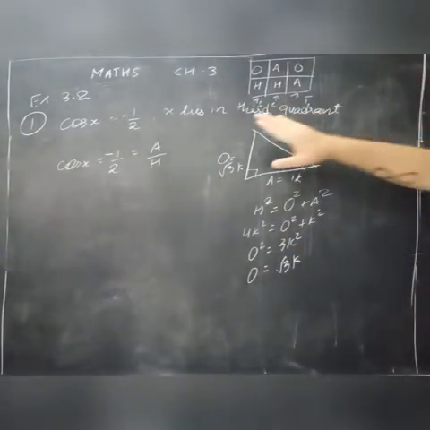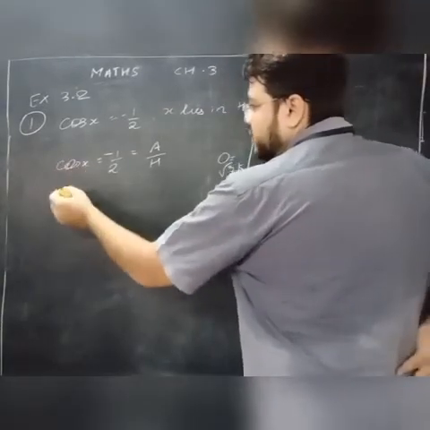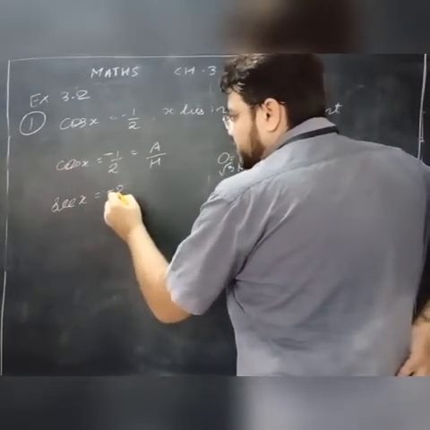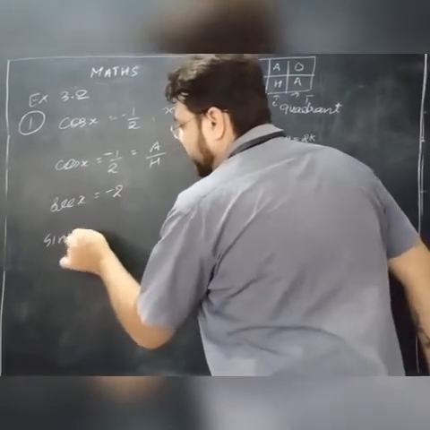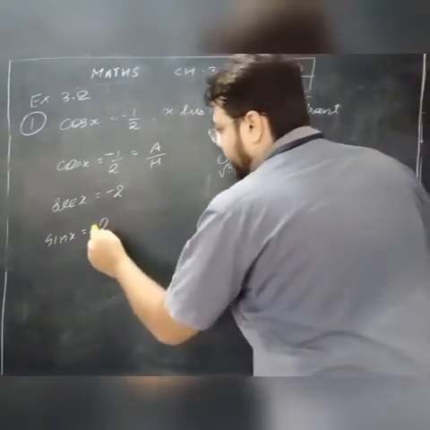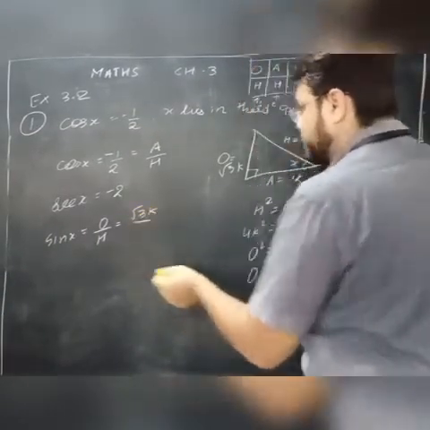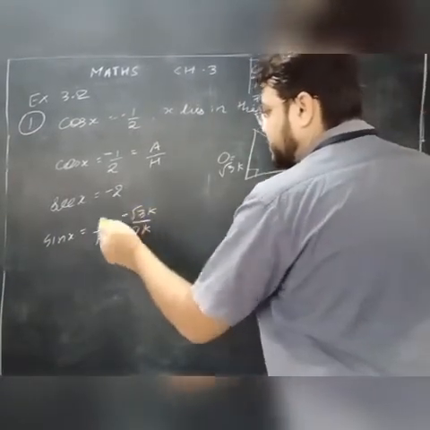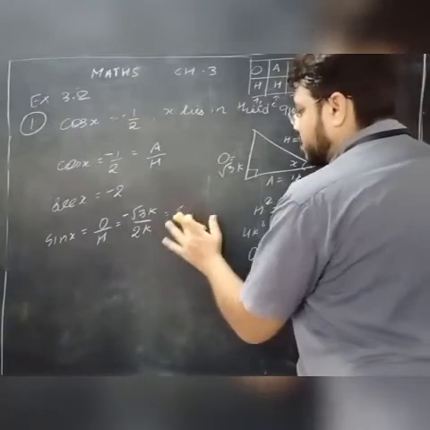As you can see, x lies in the third quadrant. In the third quadrant, tan is positive and cot is positive, whereas all other trigonometric functions are negative. Since cos is given, I can write sec directly, that is the reciprocal, minus 2. If I want to write sin x, it is the ratio of opposite upon hypotenuse, root 3k upon 2k, but I will take this negative because x lies in the third quadrant and sine is negative. So my answer is minus root 3 by 2.